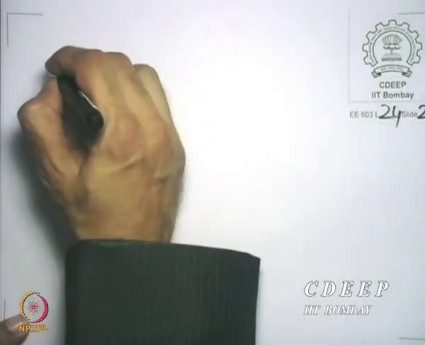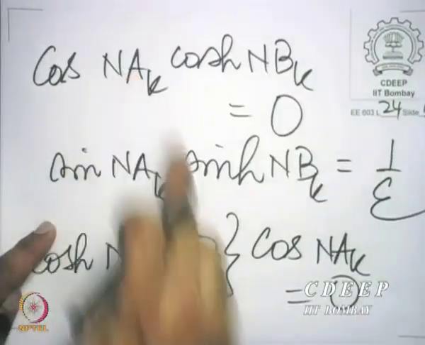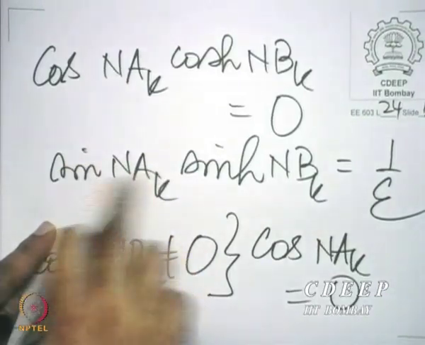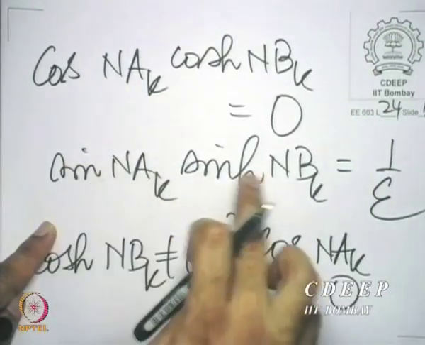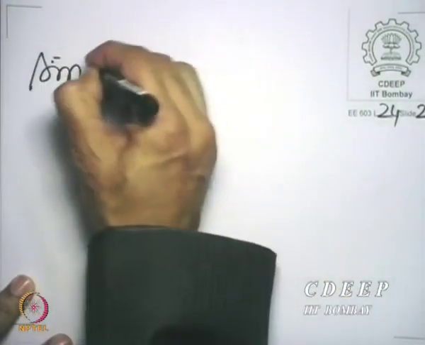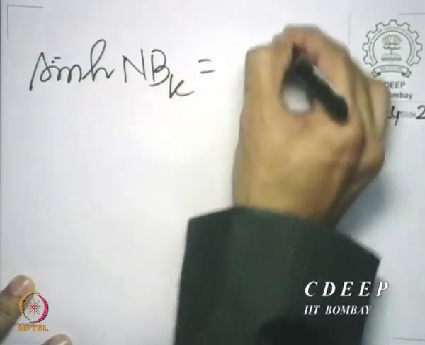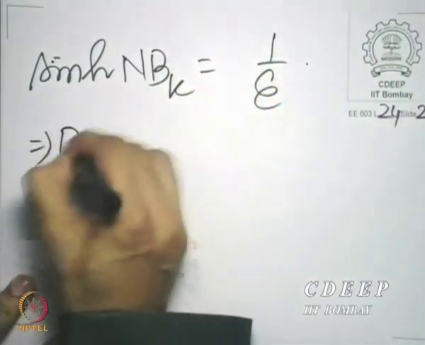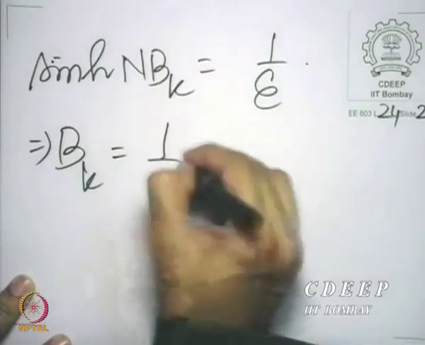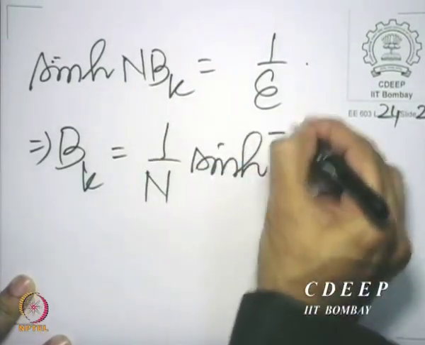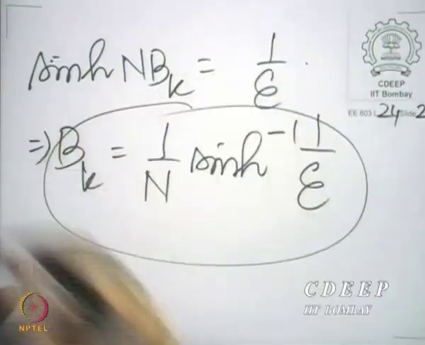So anyway, what we have is, well, let me put, because you know this, we do not need to refer to it again and again. So, here the situation is that this is either plus 1 or minus 1. Let us take it to be plus 1, in which case this becomes 1 by epsilon. Is that right? So, we have sin n b k is 1 by epsilon, which means b k is now clearly 1 by n sin inverse of 1 by epsilon.